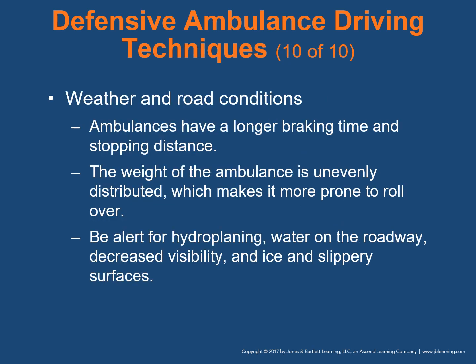Weather and road conditions. Ambulances have longer braking time and stopping distances than a civilian car. The weight of the ambulance is unevenly distributed, which makes it more prone to rollover. Remember, your cab, despite the patient, EMT, and equipment being in there, generally is less heavy than the front driver compartment. So it is unevenly distributed weight, and it will roll over, and it's got a high profile. So you've got wind that can roll it over, and excessive speed and a high wind is a sentence for a rollover.